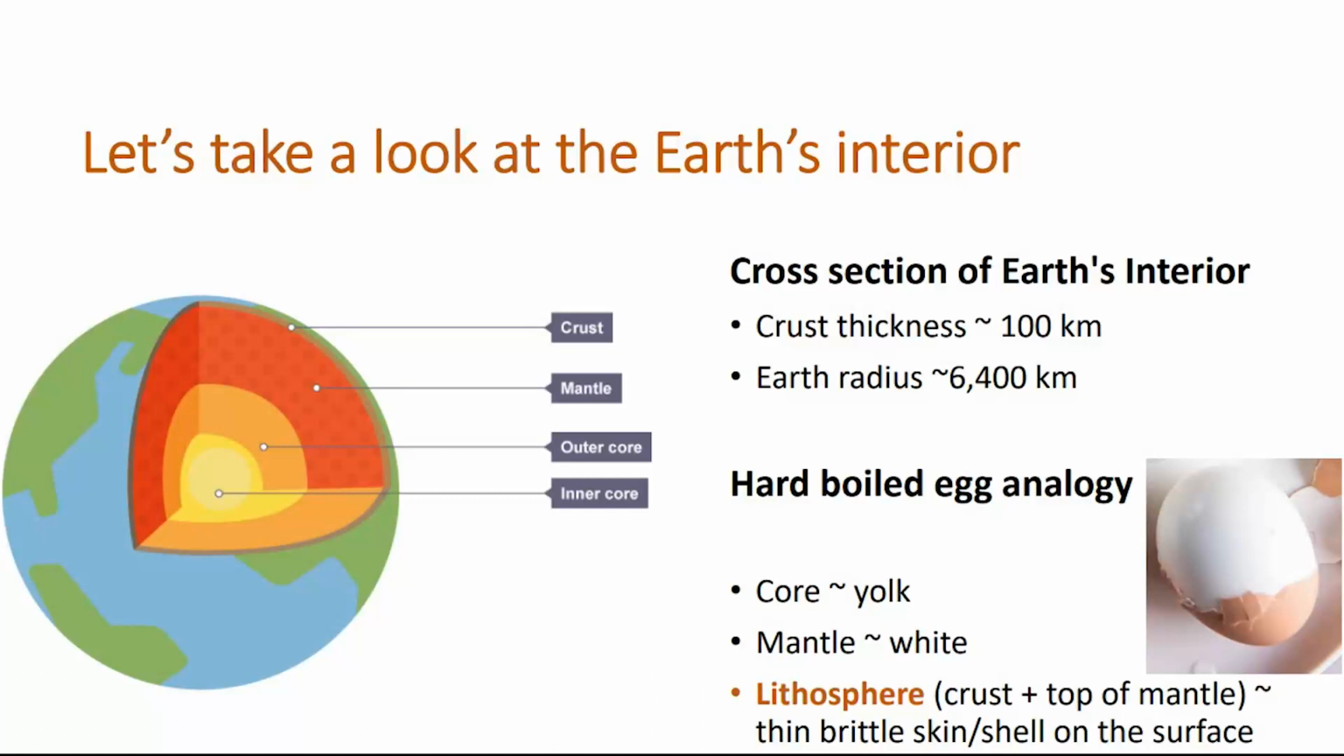But what makes these blocks of Earth move? Well, to answer this question, we'll first take a look at the Earth's interior. The Earth is made of 4 major layers that have different thicknesses and different physical properties. The crust, the topmost layer, which is where earthquakes occur, is 100 kilometers thick. Compare that to the radius of the Earth, which is in the order of 6,400 kilometers. So as an analogy, we can compare the Earth with an egg, and the crust or the lithosphere is similar to the rigid shell around the Earth's surface.